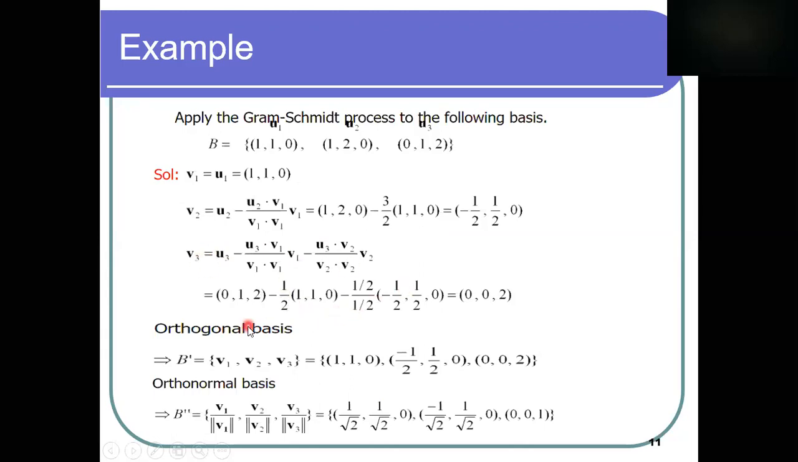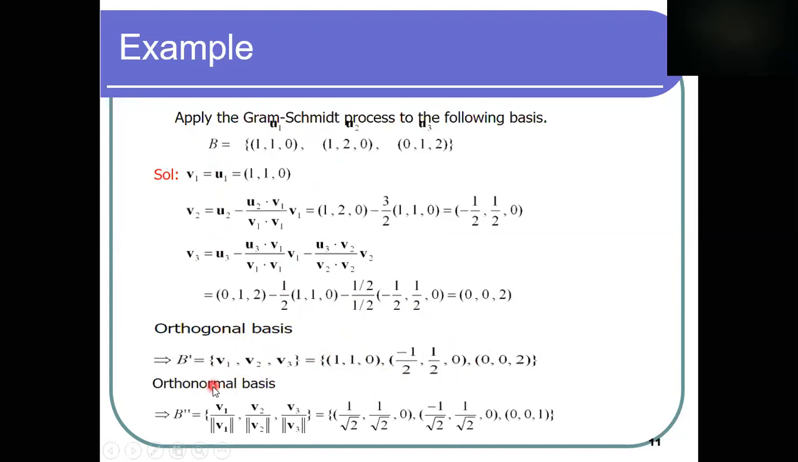Apply the same procedure. In that case, you have three vectors in the standard basis, and the orthonormal basis also consists of three vectors, V1, V2, and V3. Here the standard basis, which is not orthogonal, is U1, U2, U3. So B dash is the orthonormal basis. So this is V1, V2, and V3, and we put it over here.